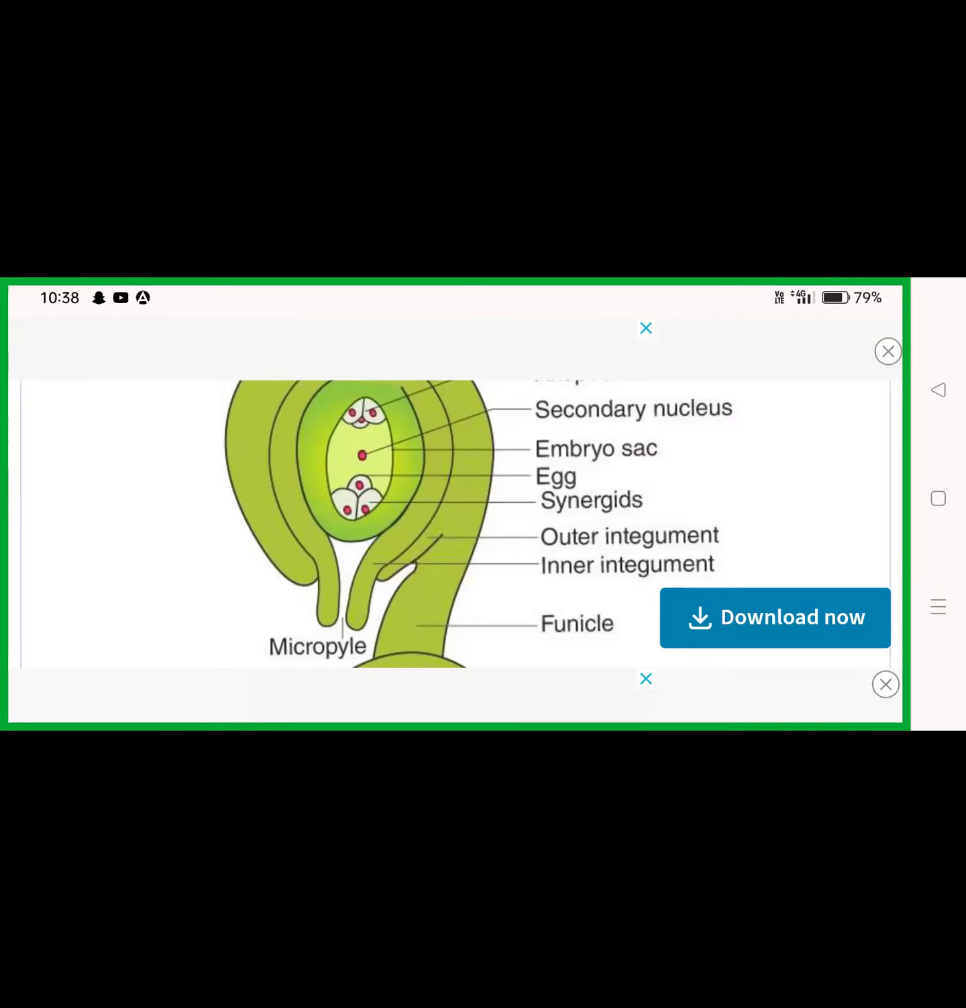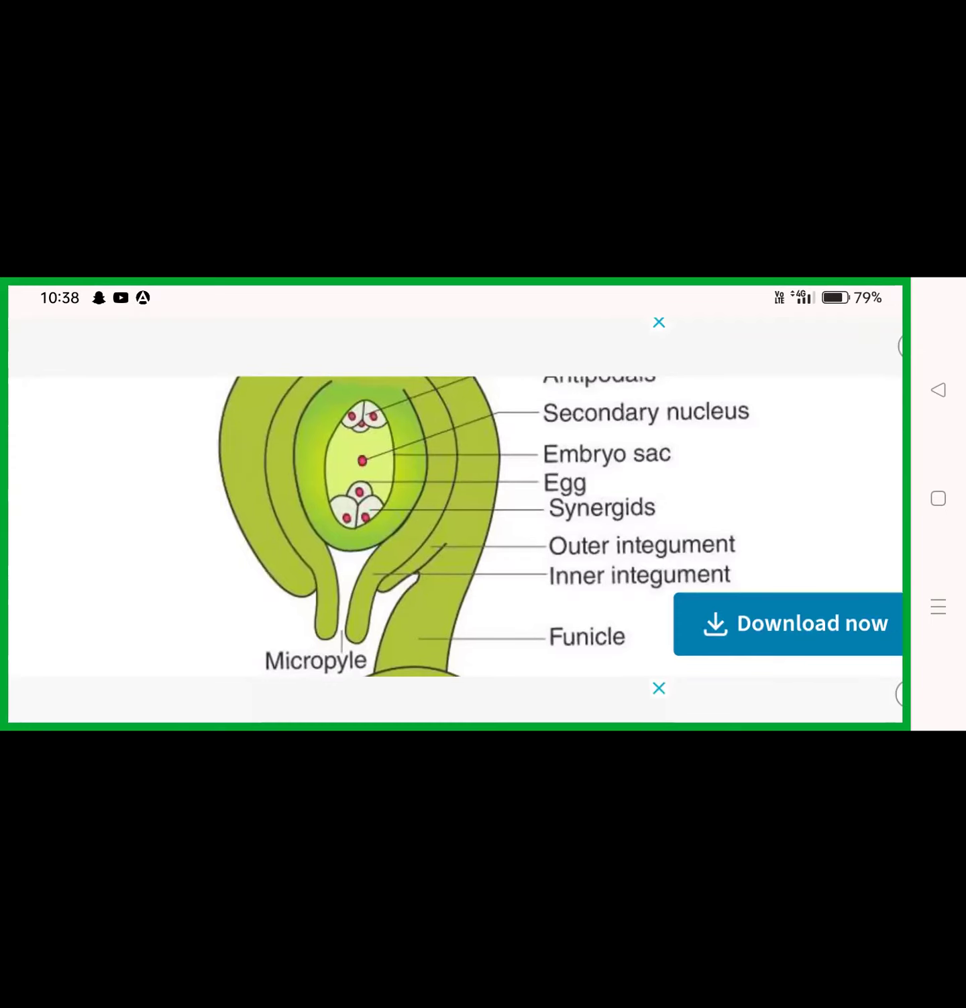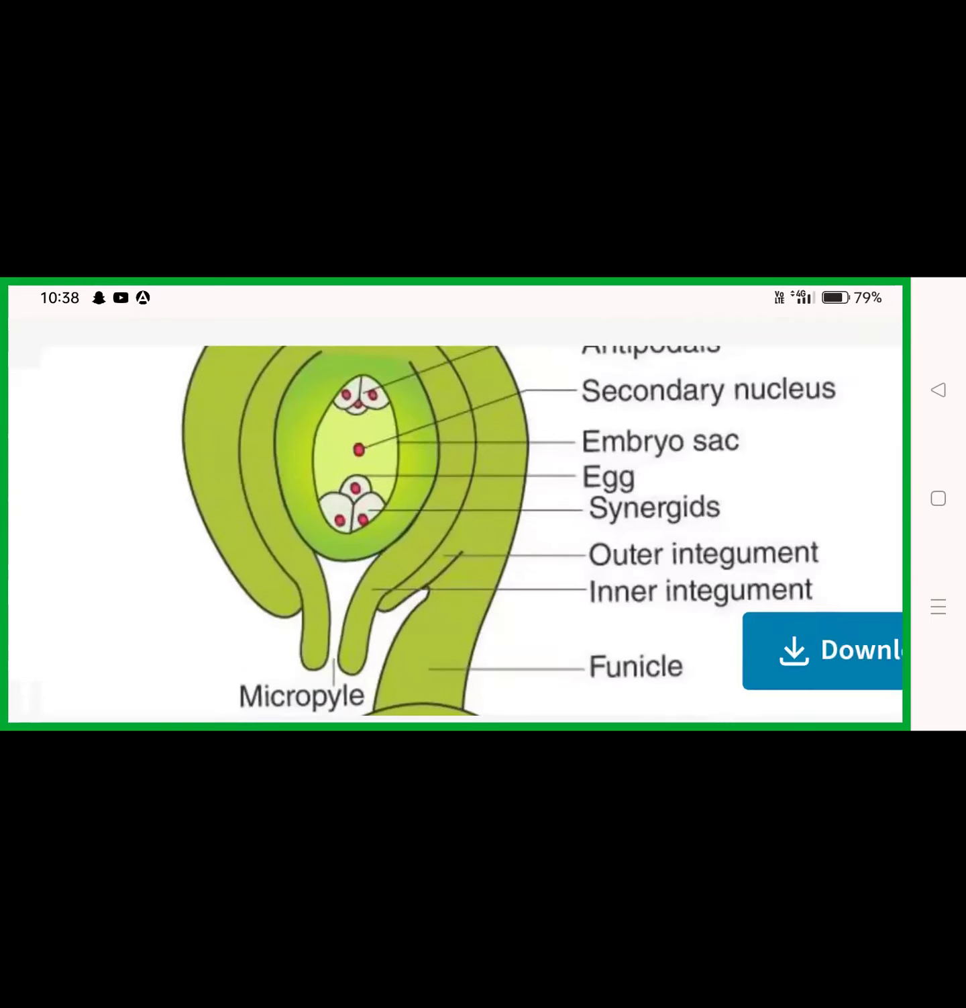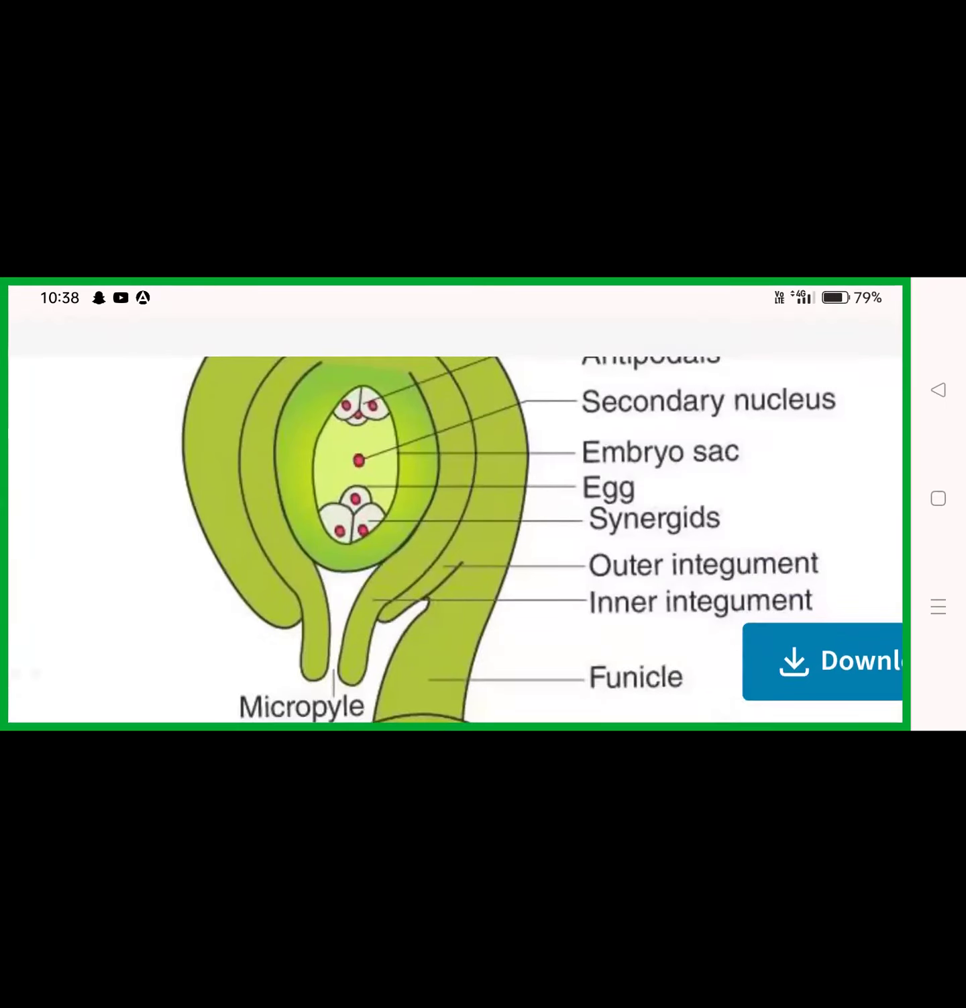The egg apparatus is present towards the micropylar end of the embryo sac. It consists of one central egg cell and two lateral synergids. See here, in the embryo sac structure, there is the egg, synergids, the secondary nucleus and antipodals. The upper three cells are called antipodals, and in the center is the secondary nucleus. The lower three cells are one egg cell and two synergids.